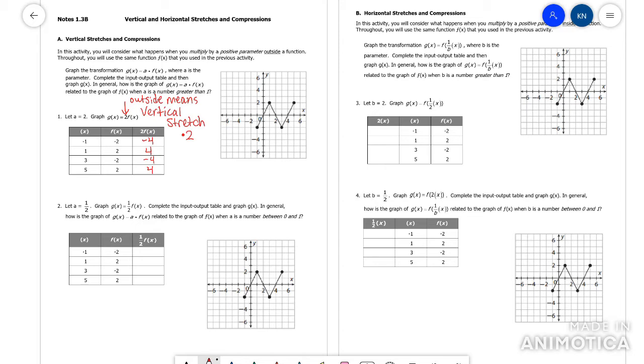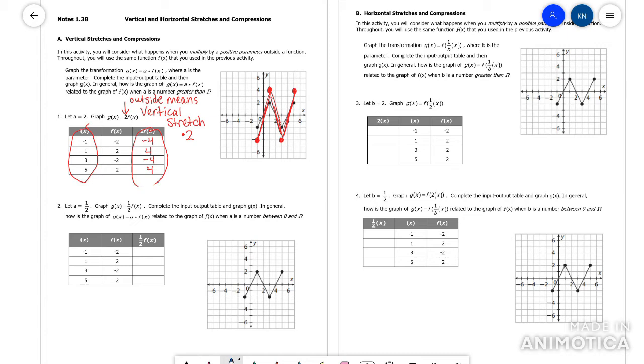Then when I go to graph it, I'm going to use the outermost coordinates again. So -1, -4, 1, 4, 3, -4, 5, 4. Notice when I connect these dots, it took my original parent function and stretched it out a little bit vertically.